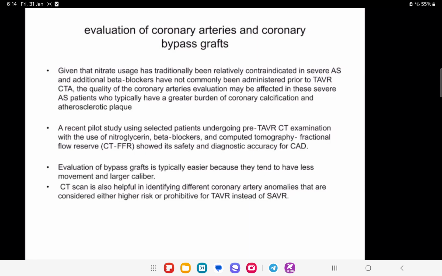A recent pilot study using selected patients undergoing a pre-TAVR CT examination with the use of nitroglycerin, beta blockers, and CT fractional flow reserve showed its safety and diagnostic accuracy for coronary artery disease. Evaluation of bypass grafts is typically easier because they tend to have less movement and large caliber. CT scan is also helpful in identifying different coronary artery anomalies that are considered either high risk or prohibitive for TAVR instead of SAVR.